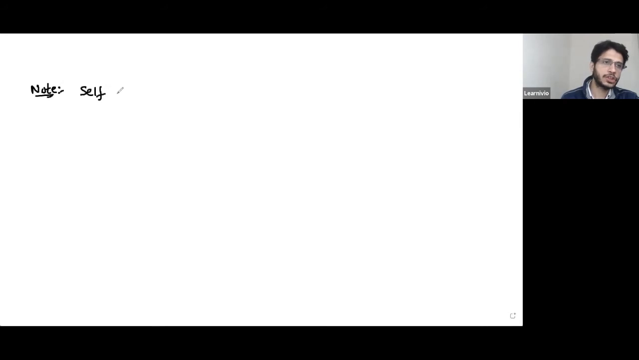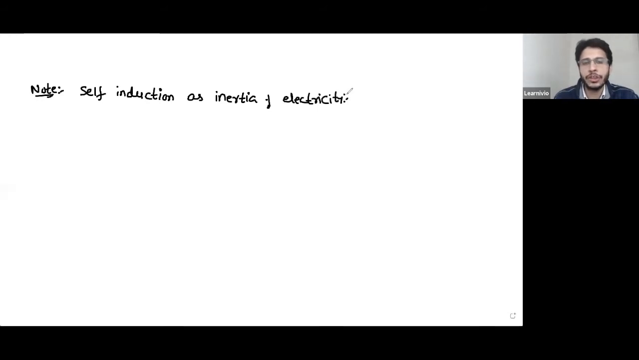See, self-induction as inertia of electricity. What do you mean by inertia? Inertia means the property of a body due to which it opposes any change in itself. You must have done inertia and laws of motion in class 11th and also in class 9th.